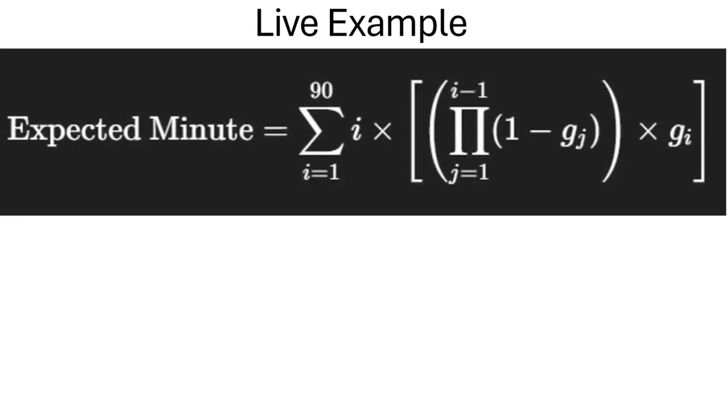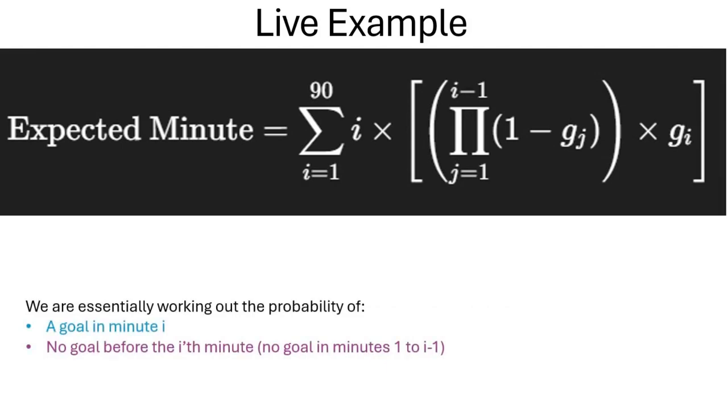So let's start again with the formula we've just described. We're going to take that formula, and essentially what we're working out is the probability of a goal in minute i. Let's say we want to look at the probability given the minute is minute 20, for example. Then anything here that says i, I would take the value of 20.